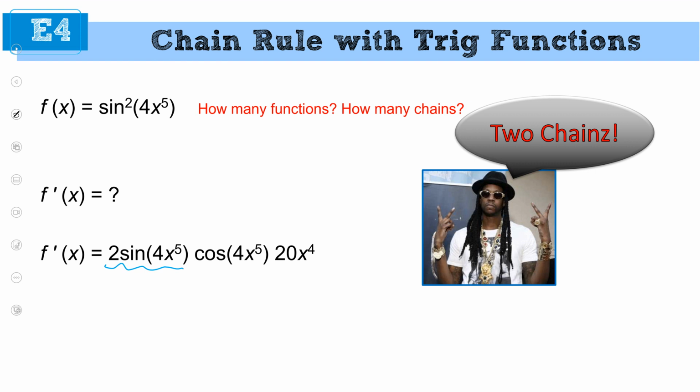The derivative of the sine function of something, we don't care what it is, is cosine of that something. And then the last chain, because we're chaining twice, is the derivative of the inside function. The derivative of 4x to the 5th is 20x to the 4th.